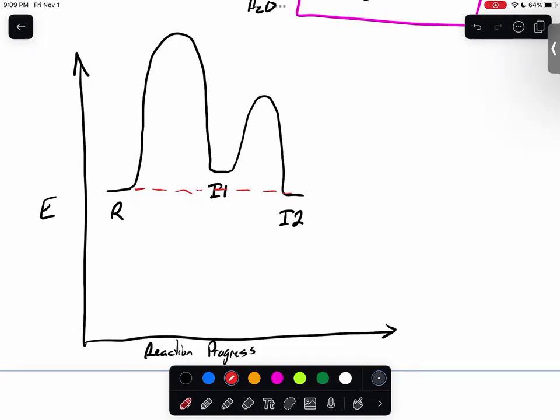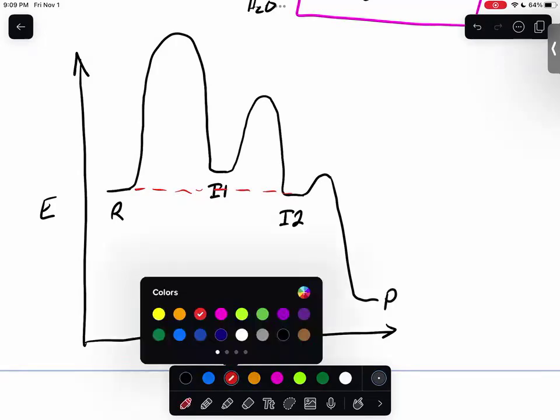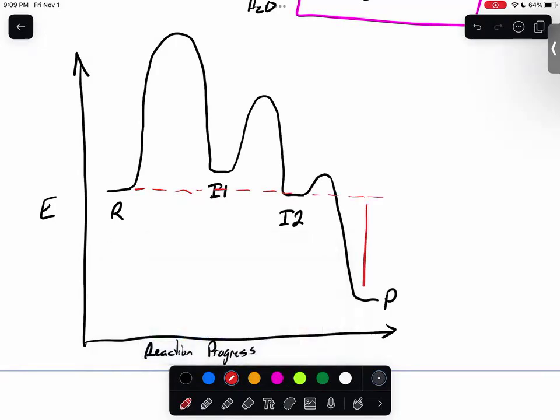But then from here, from I2, once the acid-base reaction occurs, it plummets because that acid-base is super favorable. So in reality, when we're looking at this reaction, our delta G here has a massive benefit from the acid-base chemistry that occurs there at the end. That's the only thing that really makes this reaction favorable.